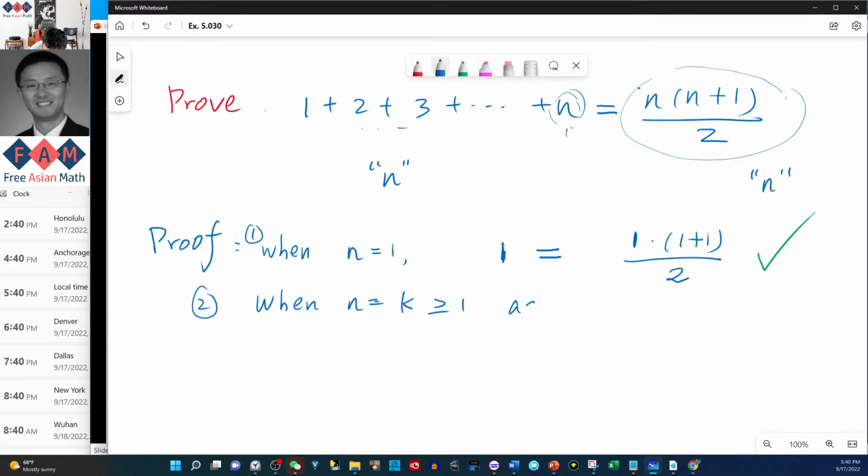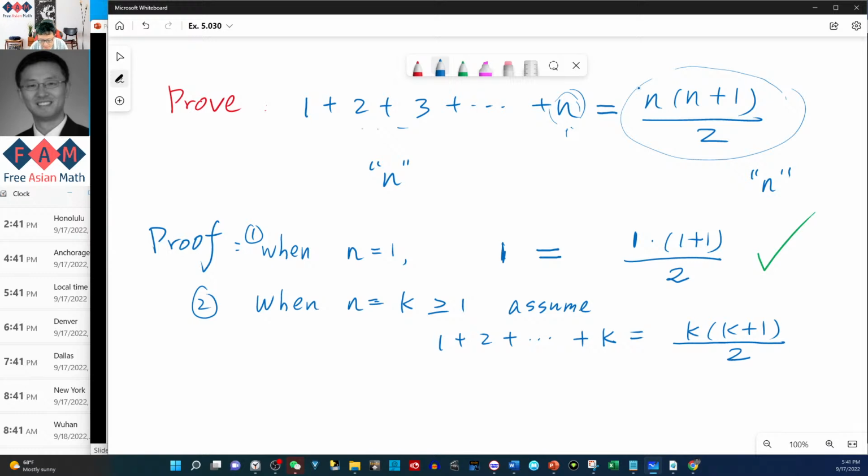Assume this is true. So that means that 1 plus 2 plus up to k equals k times k plus 1 divided by 2. Okay? This is how you carry out the mathematical induction.